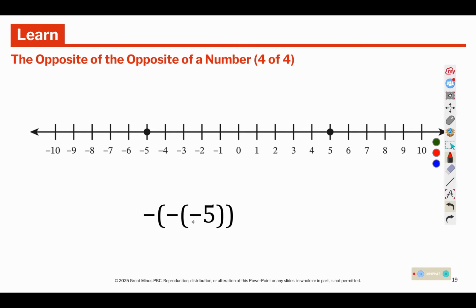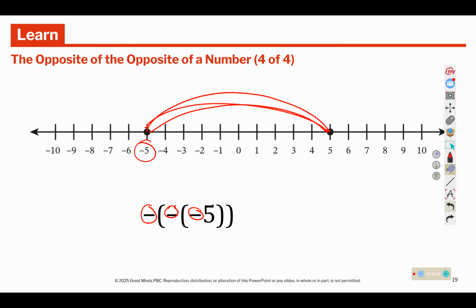Here we have the opposite of 5, which is -5. The opposite of -5 is +5. And then the opposite of that puts us back at -5. We can think of it like this. We start at 5. The opposite of 5, the opposite of that, and then the opposite of that. So we ended at -5.